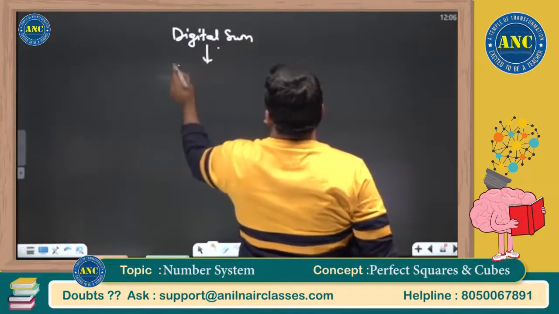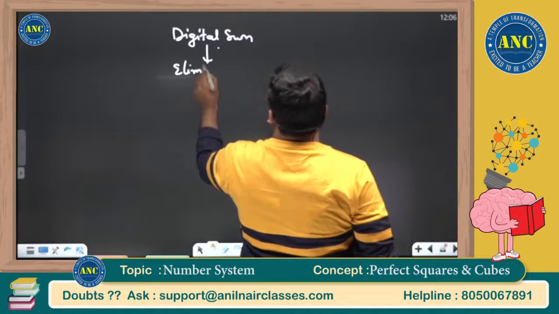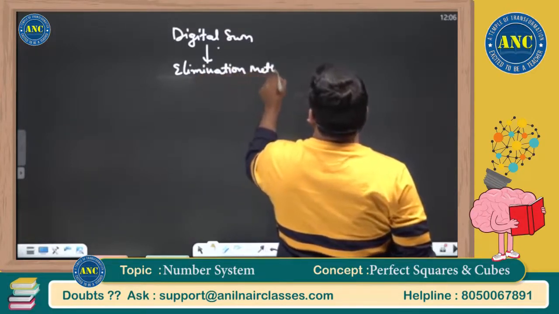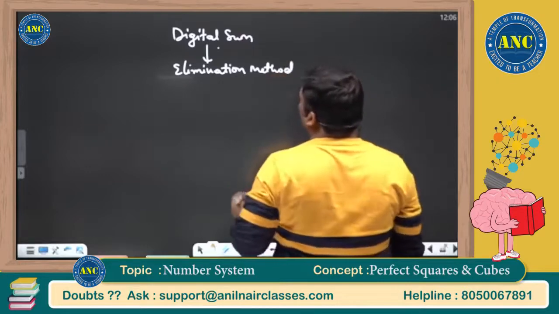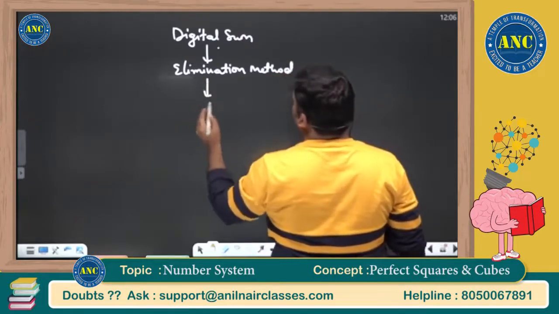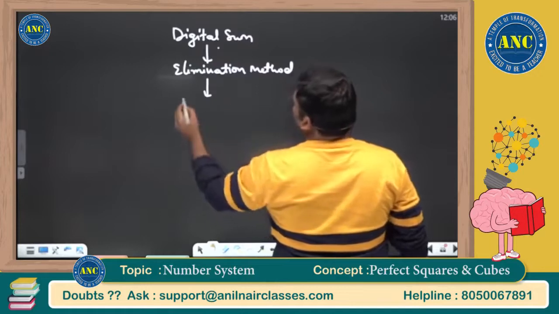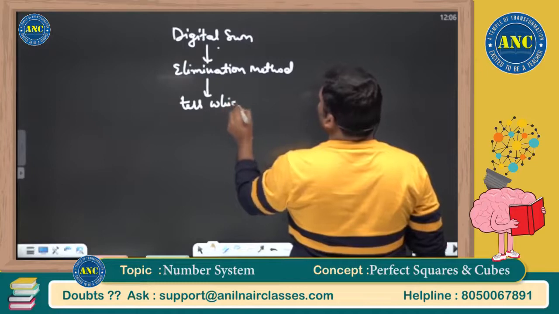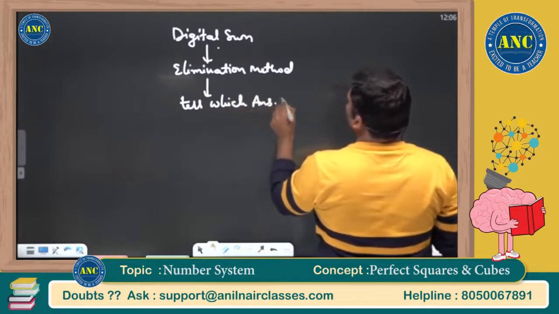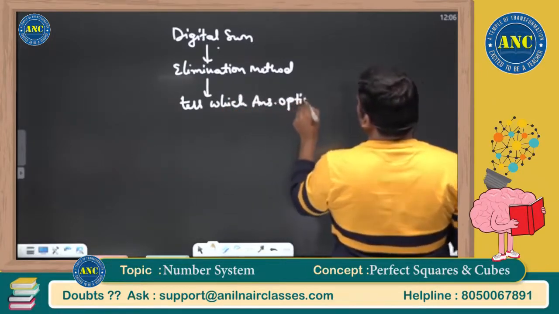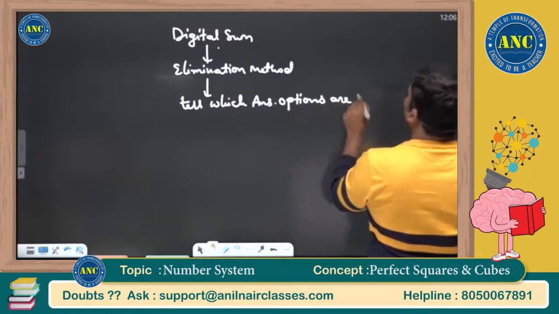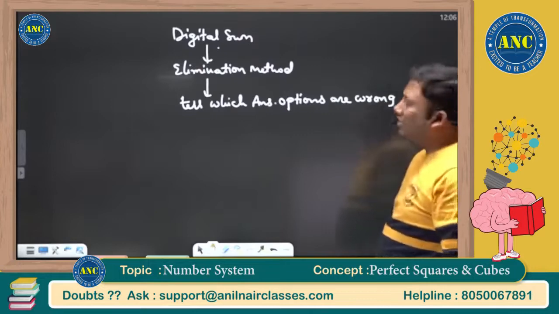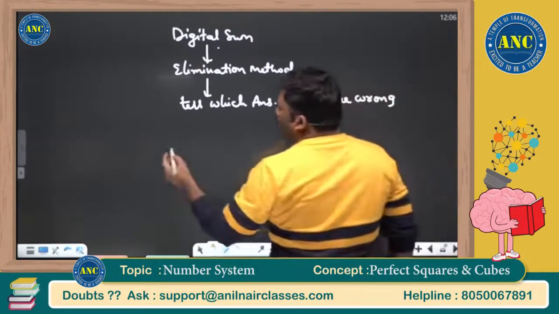Digital sum. It is an elimination method. You should know when to use digital sum and when not to use digital sum. It will tell which answer options are wrong. It will never give you the exact right answer, but it will tell you which answer options are wrong.